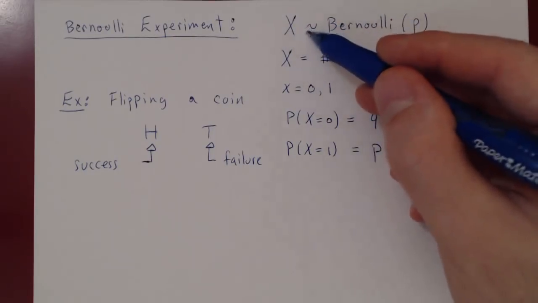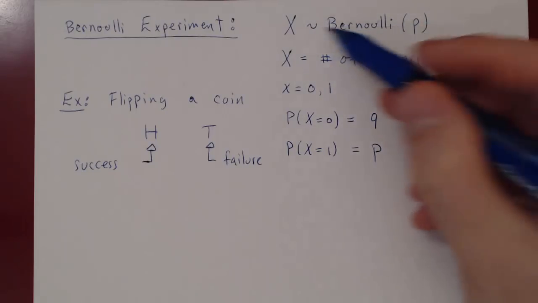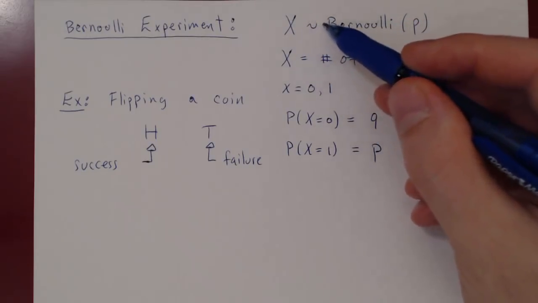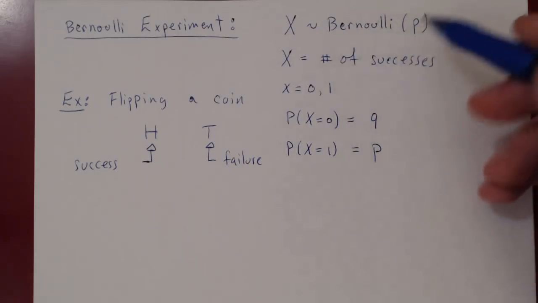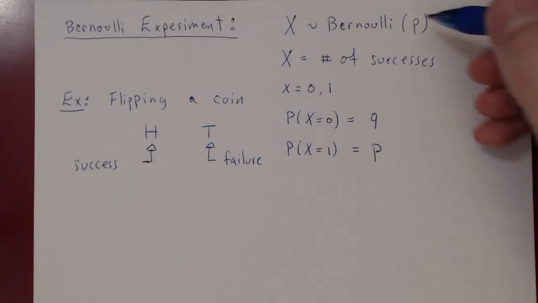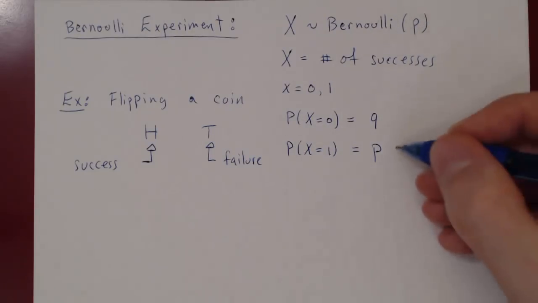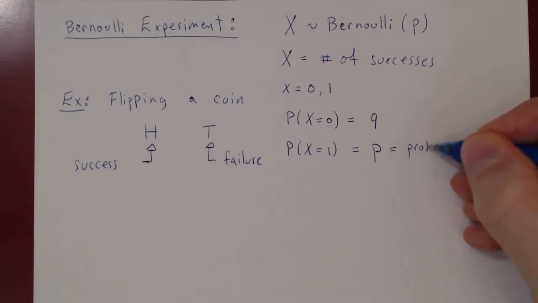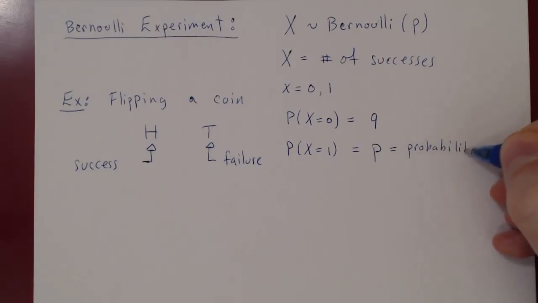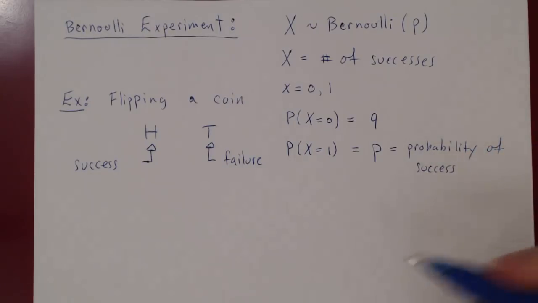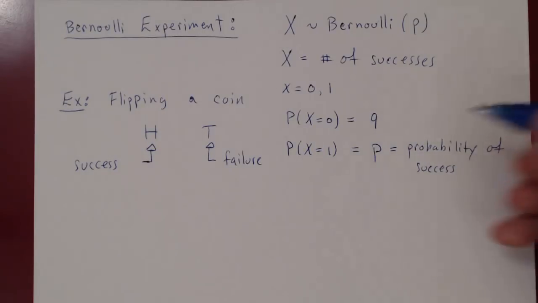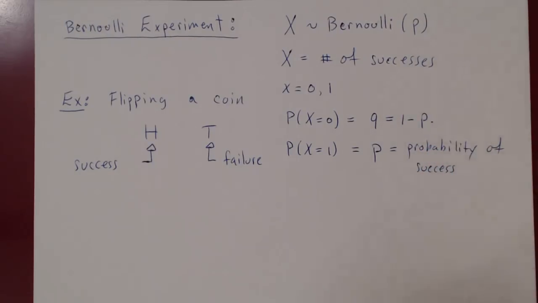So we write x squiggly line Bernoulli to say that x is a random variable that follows the Bernoulli distribution, and there is only one parameter. In the Bernoulli experiment, since there's only one trial, we have to give the probability of success, and that is equal to P. And of course, by default, Q is the probability of failure. But since we only have a success or a failure, then Q is simply 1 minus P.